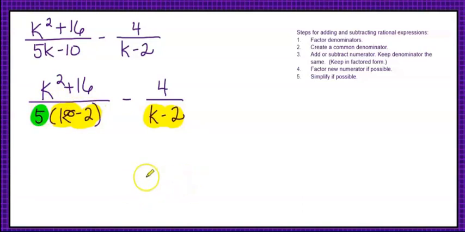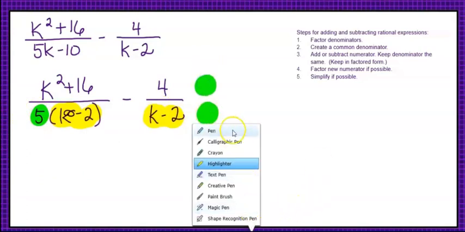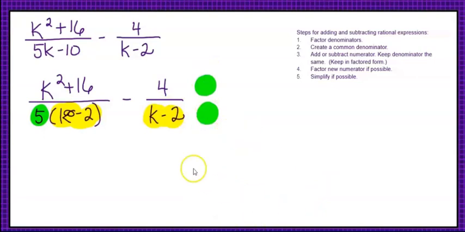Okay, so I see that this denominator on the left has both the green and the yellow. The denominator on the right only has the yellow. It needs the green to go with it. So what I would do is multiply it times the green part of the denominator. Well, if I multiply the denominator times something, I also have to multiply the numerator times something. So then I go back and I say, okay, what was the green number? Well, the green number was 5.